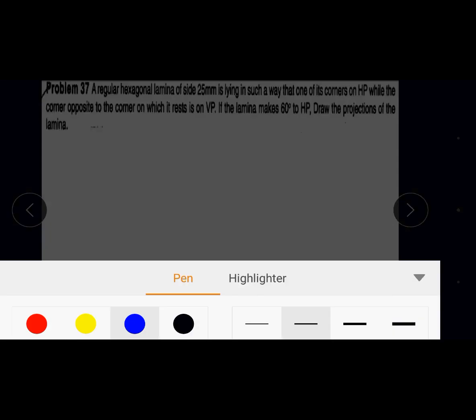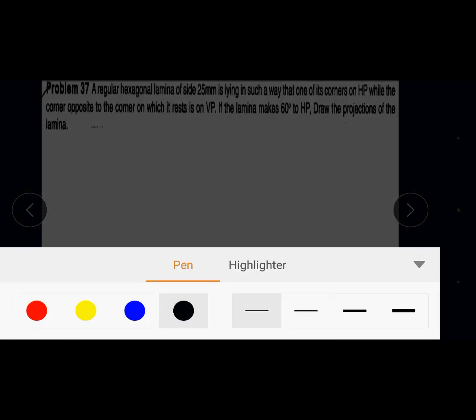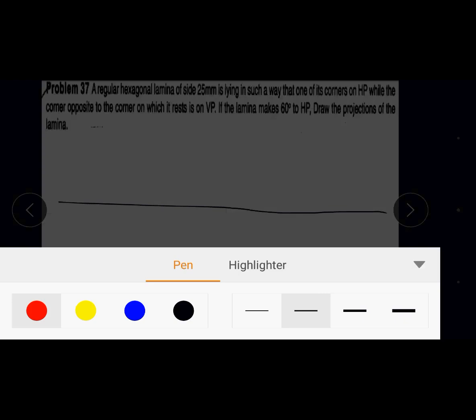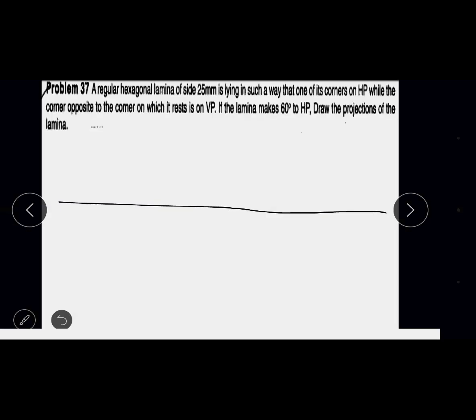I'll just go ahead with the basic freehand sketch. I will start with the construction of the XY line, a thin line. So we'll construct the XY line. Then we'll get the first top view. So construct a hexagon with a corner resting. How to construct the hexagon? I have explained using the circle method. You can also use the angle method for construction of a hexagon. The circle method is much better and easier.